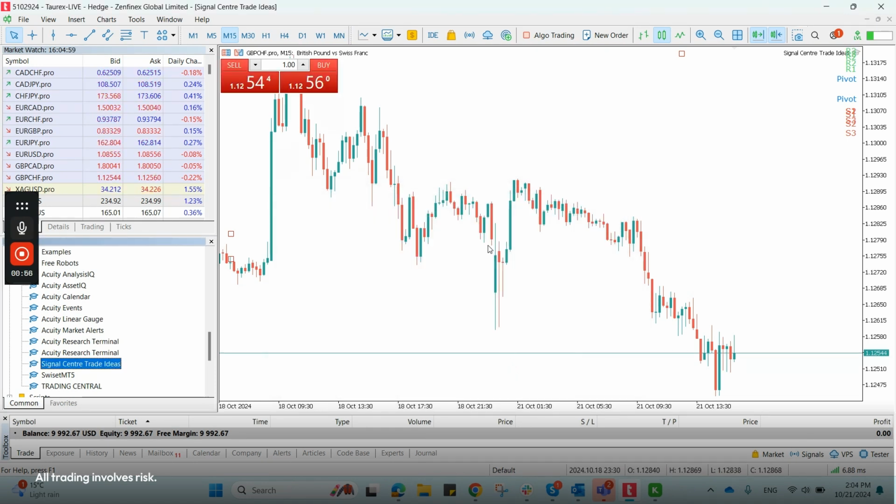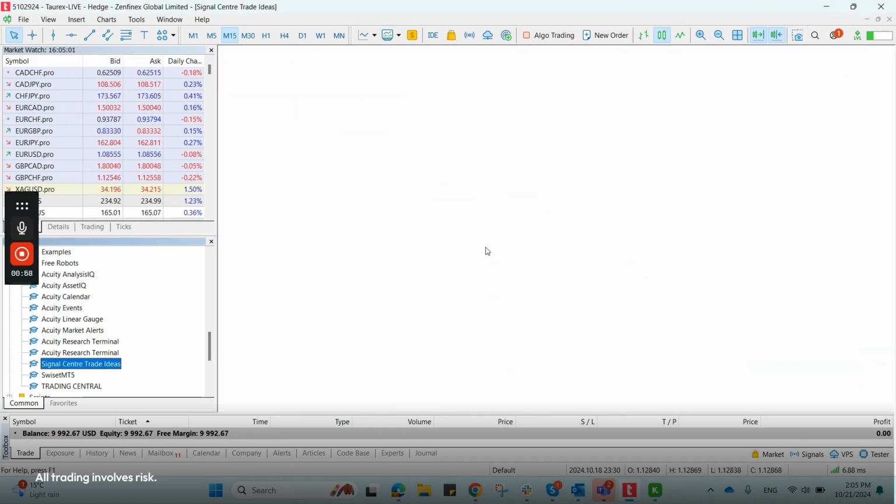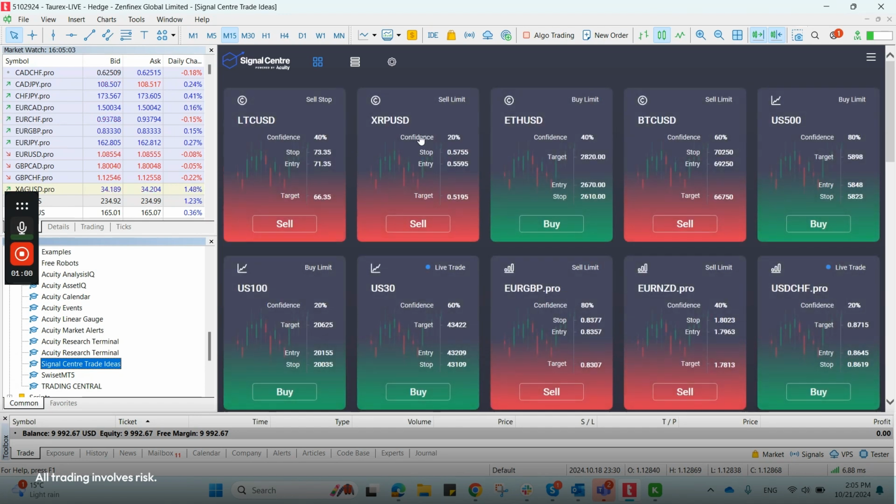So Signal Center provides trading signals that are generated by technical and fundamental analysis. These signals are created by experienced analysts, making them more reliable and actionable compared to those generated solely by algorithms. For Forex traders, this means access to high quality insights that can improve their decision making.